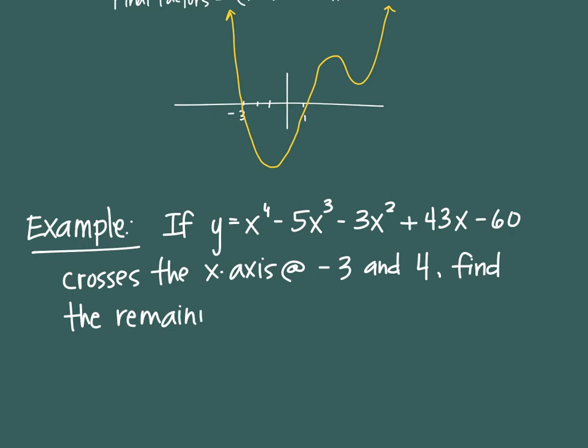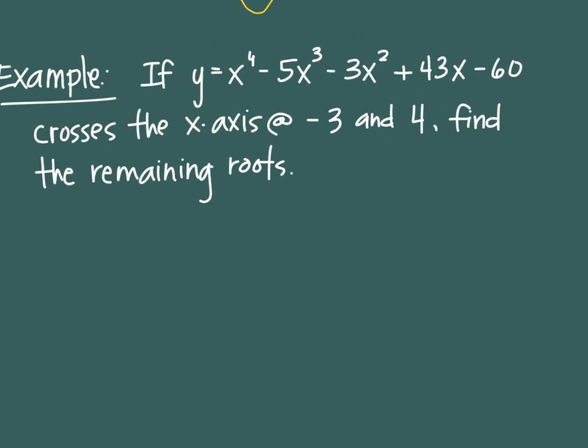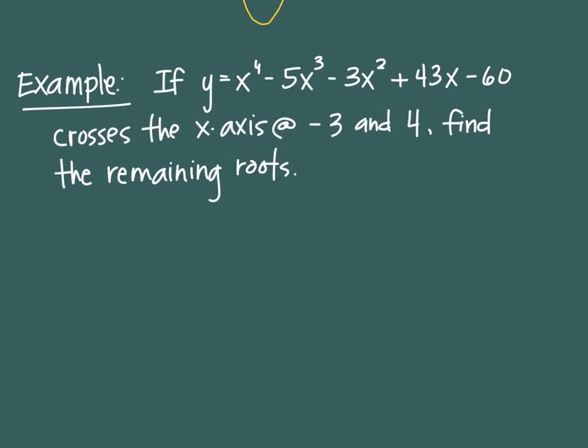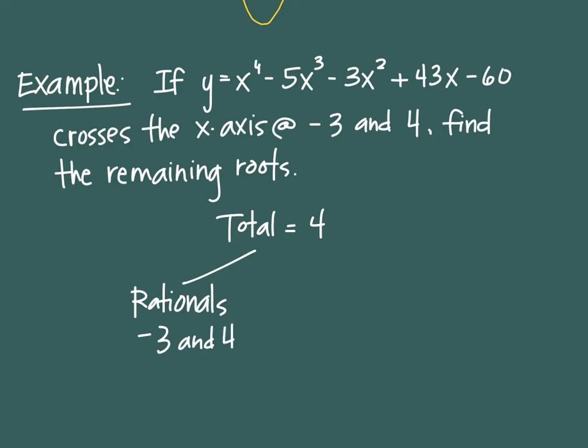Well, how many remaining roots are there? How do you know there's 2? Okay, because the total is 4. So again, this total is 4. We were given the rationals to be -3 and 4, which means my other ones, I don't know. They're either irrational or they're imaginary, but there's 2 more out there.